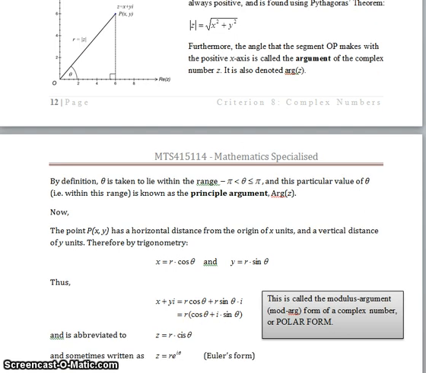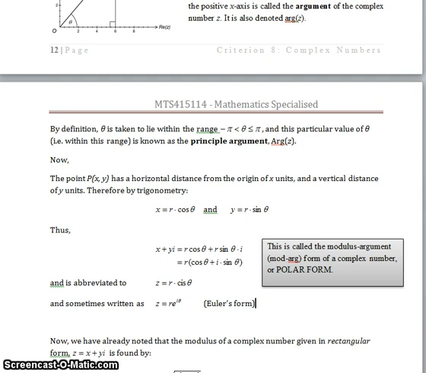But that's not the only polar form. If we have a look here, this is called Euler's form, but it's also another way to write polar form, because we have here our modulus r and our argument theta, and it's r times e to the i theta, and that's Euler's form. That's also commonly used.